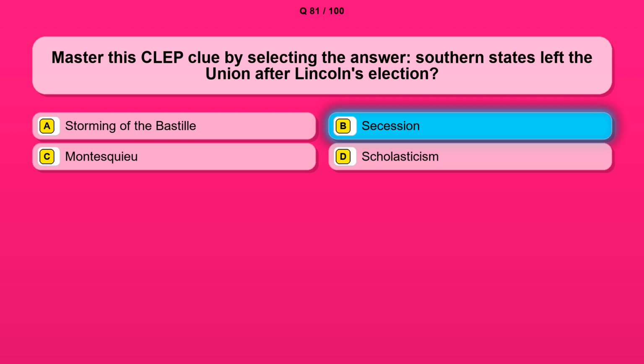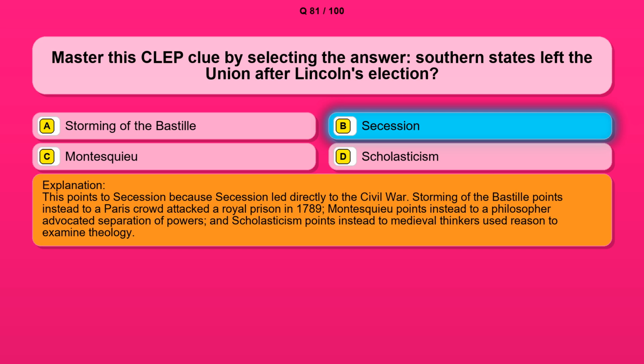The correct answer is option B, secession. This points to secession because secession led directly to the Civil War. Storming of the Bastille points instead to a Paris crowd attacked a royal prison in 1789. Montesquieu points instead to a philosopher advocated separation of powers. And scholasticism points instead to medieval thinkers used reason to examine theology.